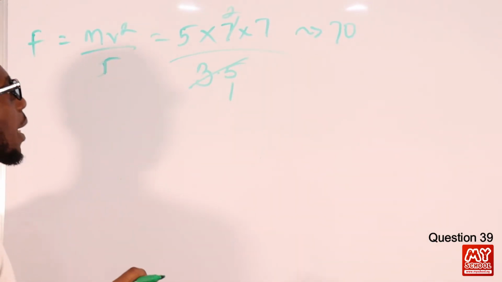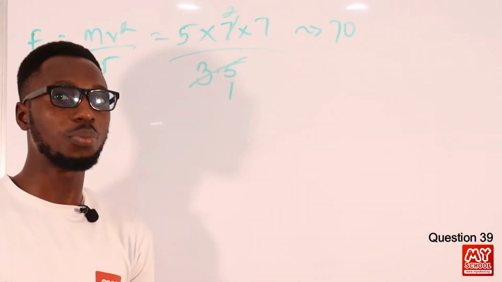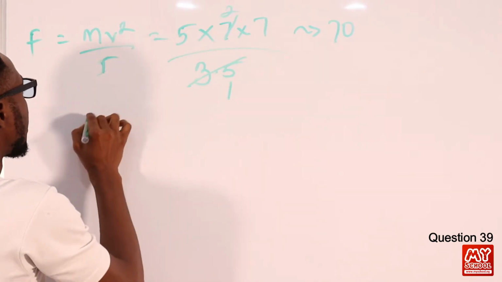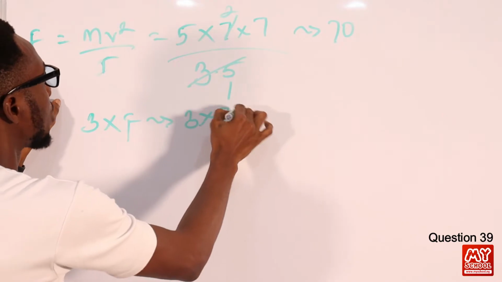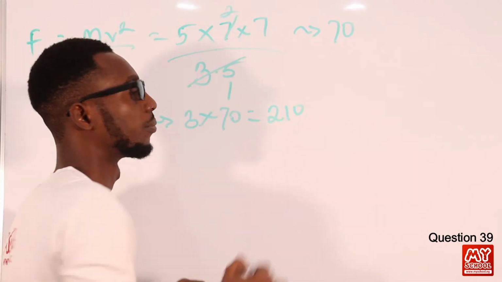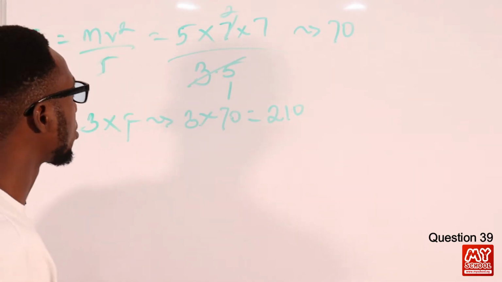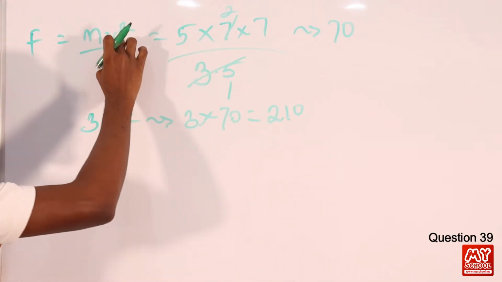So we have 70 right here. We are told that the force is tripled, and tripled means 3 times the force, right? The force is actually 70, so that should account for 210. Isn't it 210? So if the force is tripled, we are now asked to find the speed.